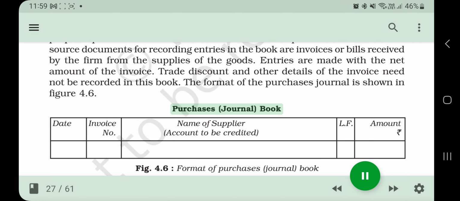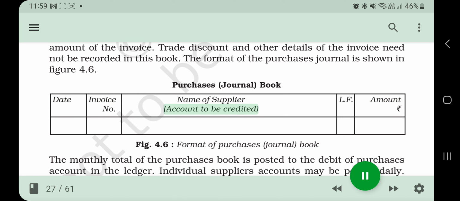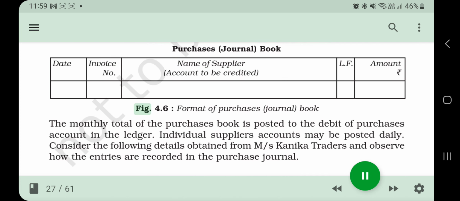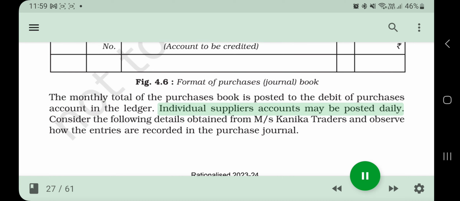Purchases Journal Book. Date, invoice, name of supplier, LF, amount, number. Account to be credited. Fig. 4.6. Format of Purchases Journal Book. The monthly total of the purchases book is posted to the debit of purchases account in the ledger. Individual suppliers' accounts may be posted daily.